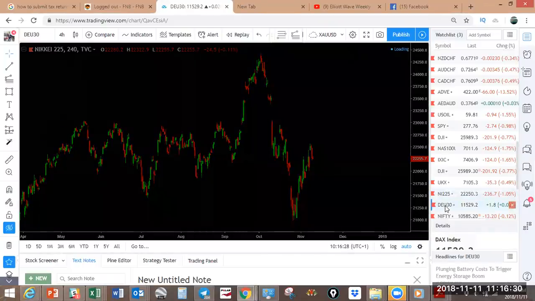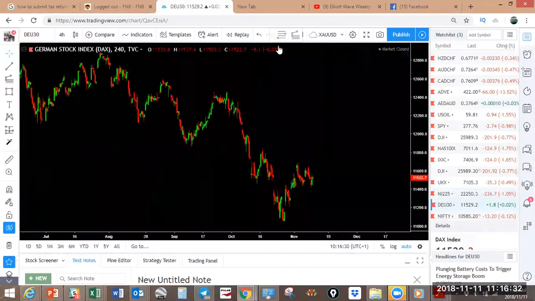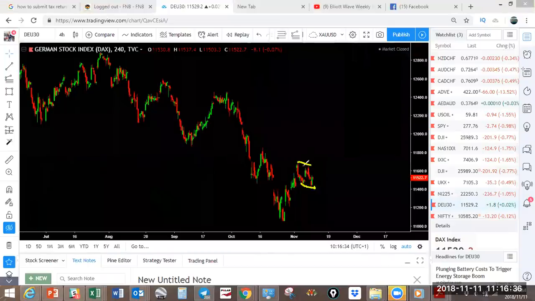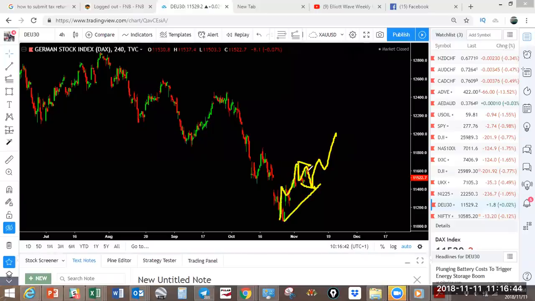DAX. DAX similar to UK 100. You can see that we've got a corrective structure here. We've got 1, 2, 3-wave here. We'll look for this one to give us another one. Okay, when we get to these 3 waves here, then we'll adjust the structure and see what we get.